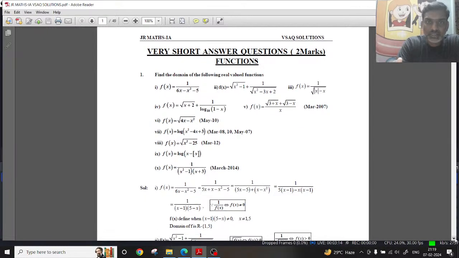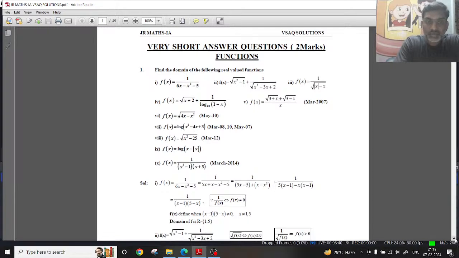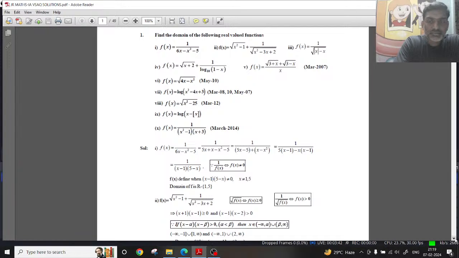Here different models are given. Question number 1 is quadratic, question number 2 is square root functions, question number 3 is modulus function, question number 4 is log, and question number 5 is square root again. Question number 6 is under square root quadratic, question number 7 logarithmic, question number 8 is square root, question number 9 log. So different kinds of questions are there. So finding domain is important.